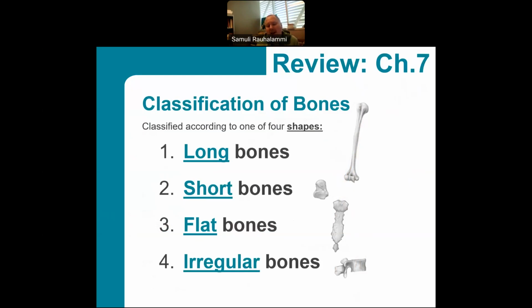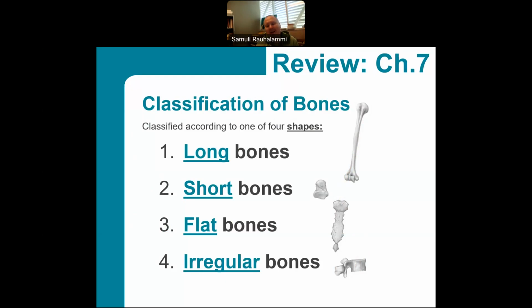Notice on those examples how flat bones don't have to be completely flat. They're just flat, but they can still be curved, like in the case of the bones that form the skull. And finally, we have a fourth classification, which is our irregular bones. Irregular bones are really kind of a catch-all group for bones that don't fall into other groups that we're seeing here, especially the vertebral column. Vertebrae stand out to me there.